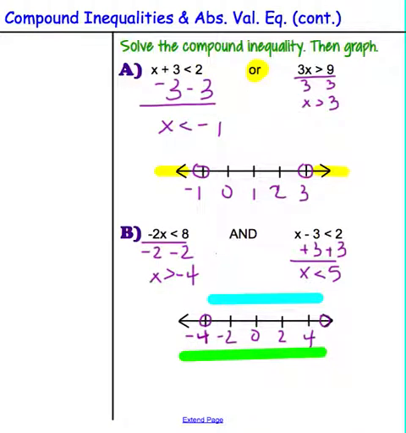So in reality it shades all of both directions, but because of the and, we need to make sure that it shades only what is included for both, which falls in the overlap, which is right here. So therefore this would be our solution here on the number line.